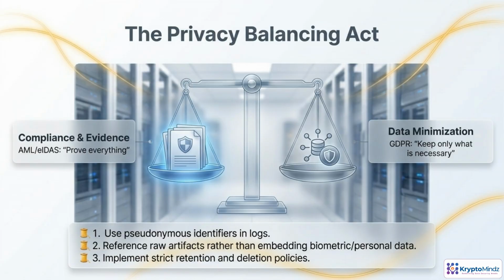In eIDAS onboarding, you're constantly balancing two opposing tensions. On one side, AML and eIDAS expect you to prove everything: who the user was, what they saw, what they agreed to, and when. On the other side, GDPR pushes you to keep only what is necessary. Architecturally, you reconcile this by pseudonymizing identifiers, storing references to heavy artifacts instead of raw biometrics, and enforcing clear retention and deletion rules from day one.